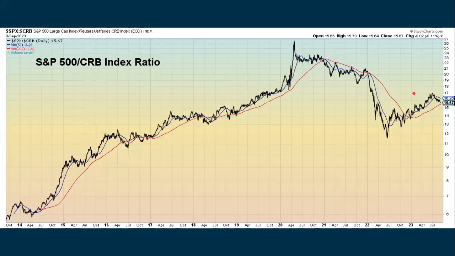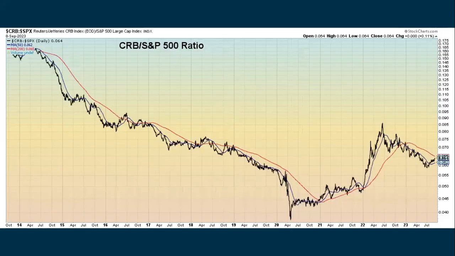We look at a ratio between the S&P 500 and the CRB index. Now, the CRB has been bouncing back and the S&P has been under some pressure, but longer term, this continues to be in an uptrend, showing that the S&P is outperforming the CRB index. Here's an inverse of that same chart, where the CRB has been underperforming, but starting to bounce back.